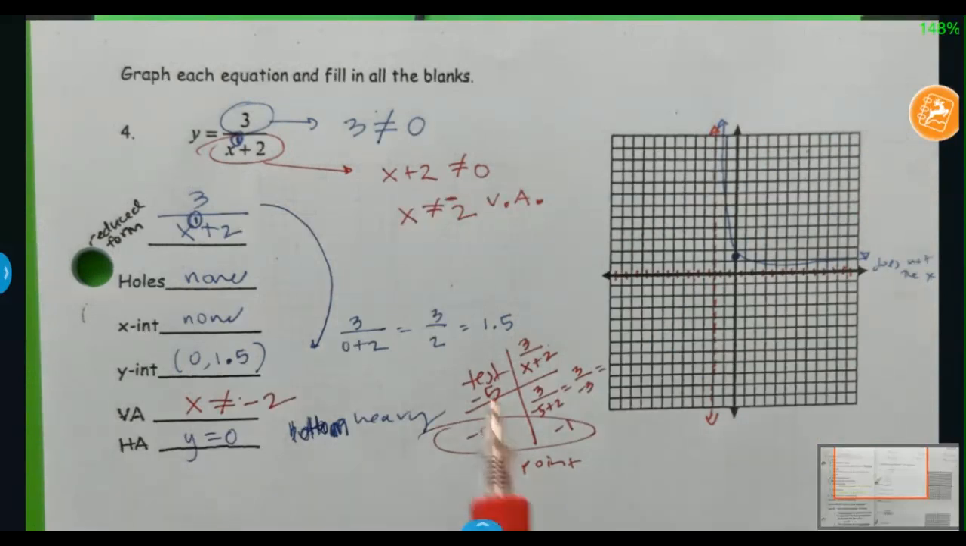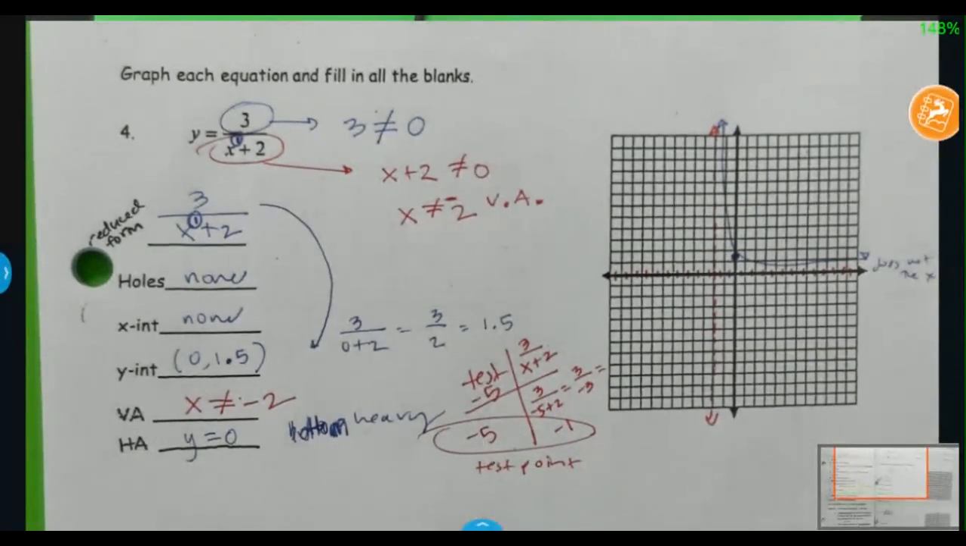But based on what Nathan told me, he picked negative 5. He probably did that strategically, but we're not sure. Plug the negative 5 in. So I've got 3 over negative 5 plus 2. Negative 5 plus 2 is negative 3. Positive 3 divided by negative 3 is negative 1. So this is what we call our test point.